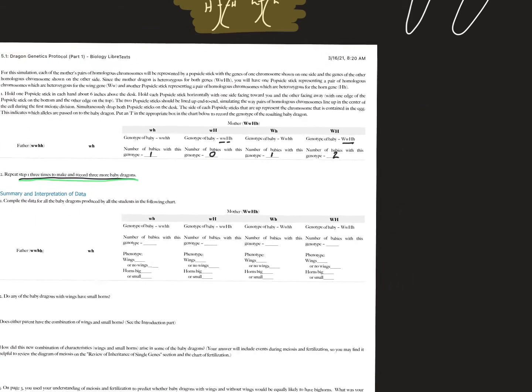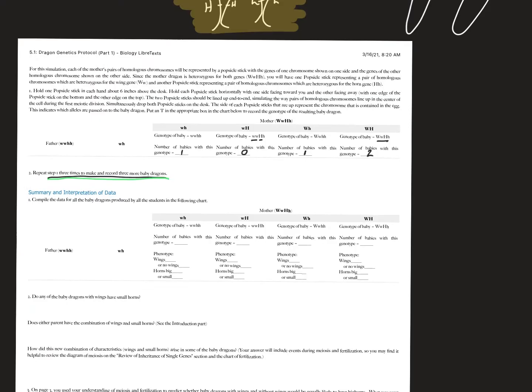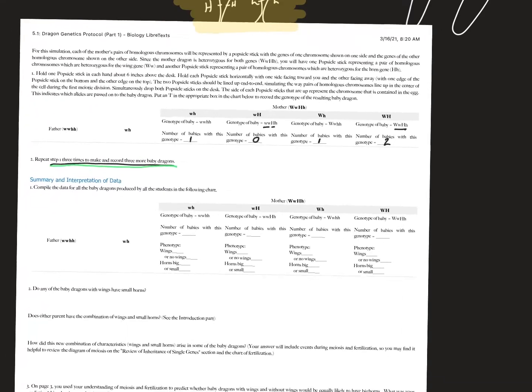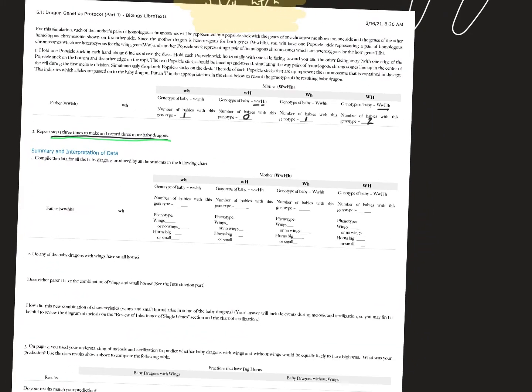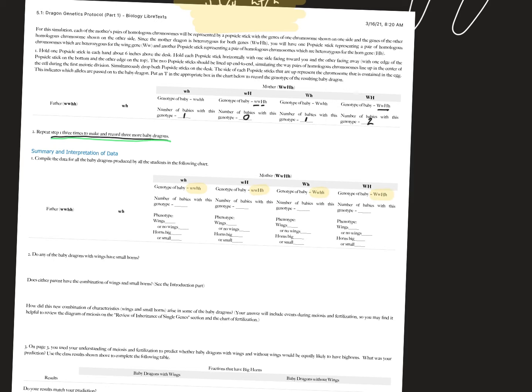And now, what would you expect if we had class data, right? The data from all the baby dragons, from all the students in the chart. So we'd have to get all the different genotypes, right? So the genotype, how many of the babies would have this genotype versus this genotype versus this genotype, and we'd have to count up all that data. Because we don't have that data right now, and we'll get it in just a minute when we meet up as a class, can I ask you something?